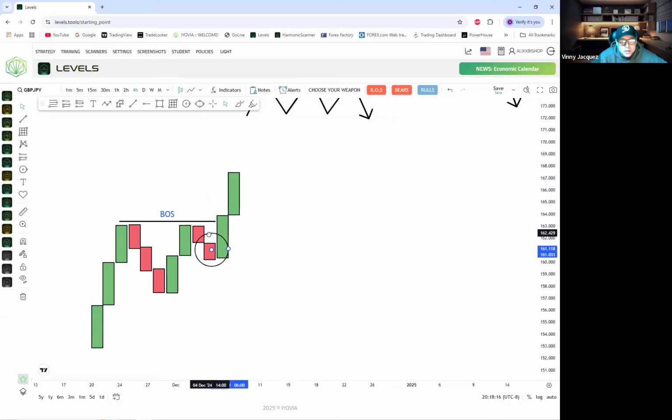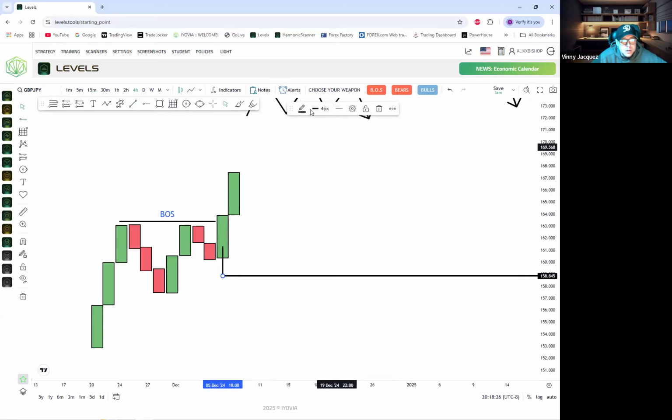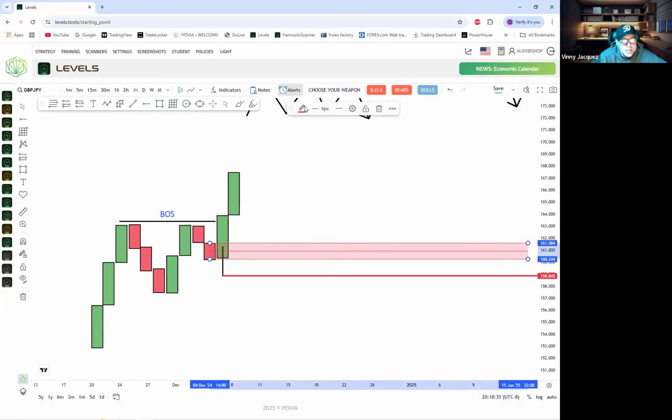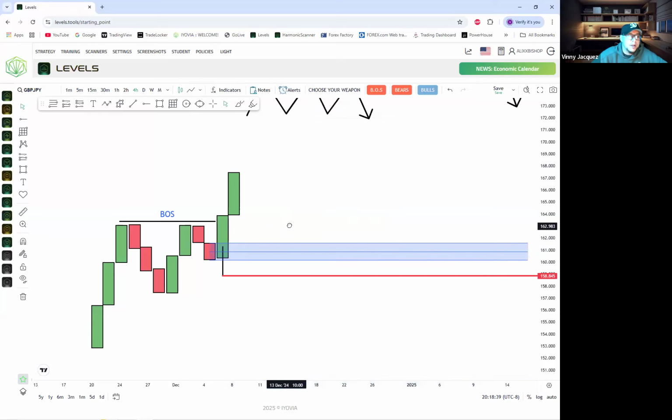Once we find the starting point, we have to find the lowest wick in that area. That low wick, that's going to be my stop loss, guys. So we'll just use this. This is going to be my stop. So we have the starting point here. Let's change this to blue because this is buys.